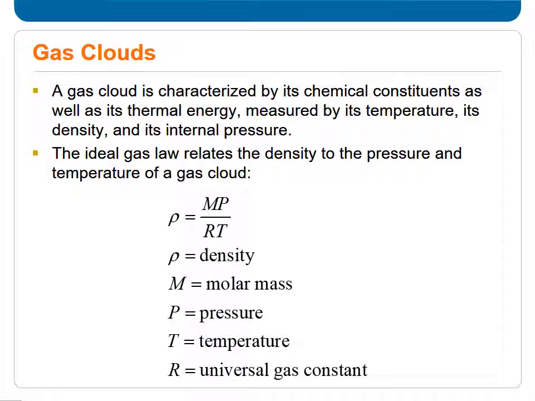A gas cloud is characterized by its chemical constituents as well as its thermal energy, measured by its temperature, its density, and its internal pressure. The ideal gas law relates the density to the pressure and temperature of a gas cloud. The gas density is equal to the ratio of the product of the molar mass of the gas constituents and its pressure to the product of the universal gas constant and the temperature.